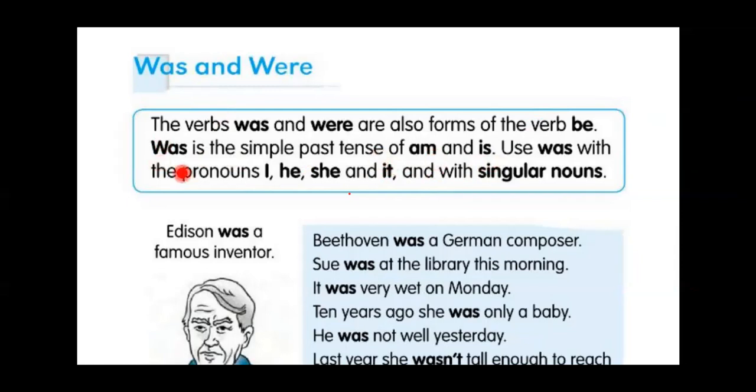And for present tense, what did we use? Am and is we used, right? Use was with the pronouns I, he, she, and it, and with singular nouns. So when do we use was? When we are talking about one person, one thing, one animal, or one place, then we use was. I was, he was, she was, it was. With these pronouns we use the helping verb was.